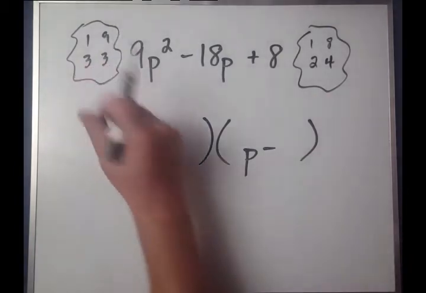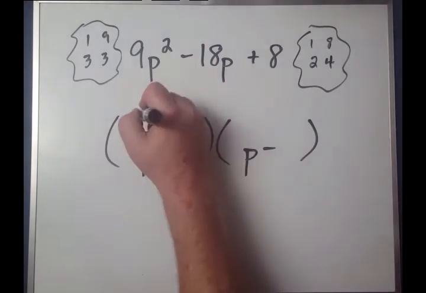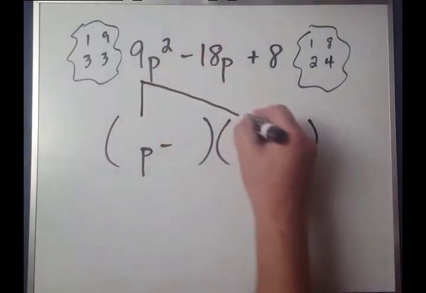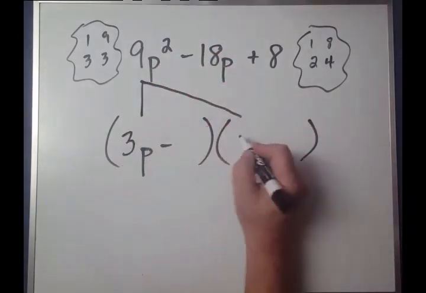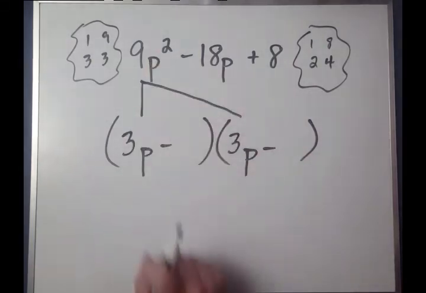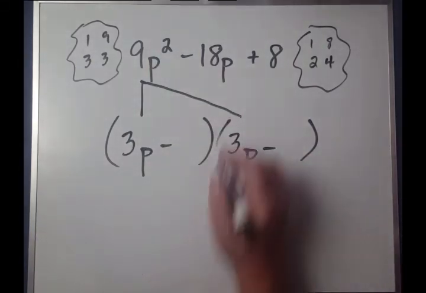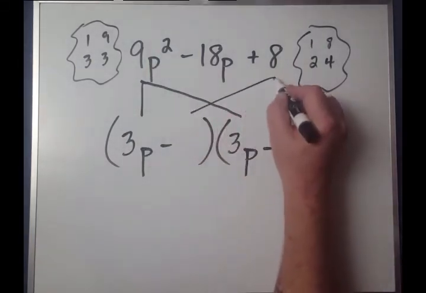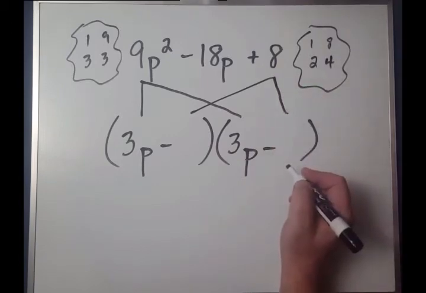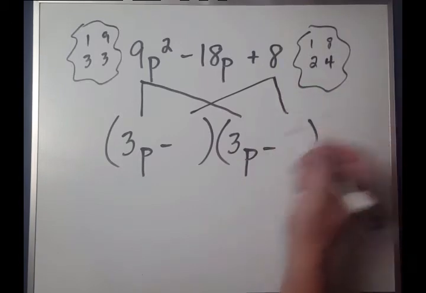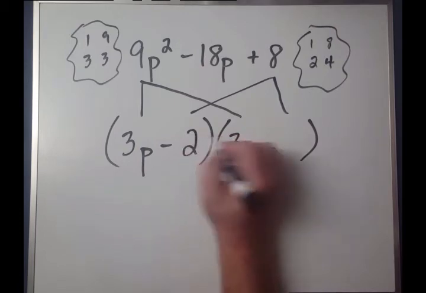I think I'll start with the 3's for my 9. When I break this 9 apart, I'm going to use 3 times 3. So 3p times 3p is what gives me back my 9p squared. Now, how should this 8 fall apart? I don't know. Why don't we try 2 and 4?